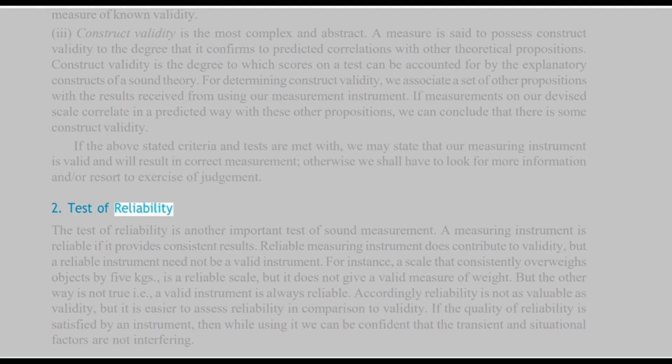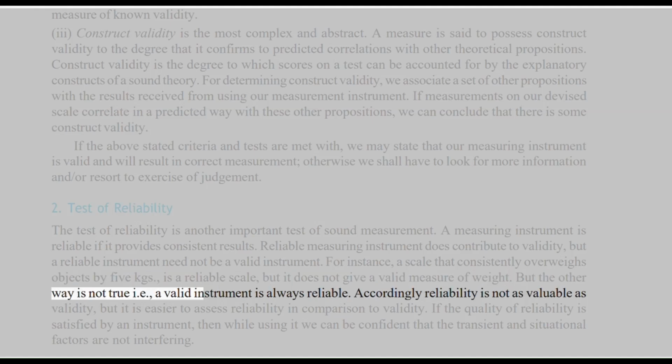2. Test of reliability. The test of reliability is another important test of sound measurement. A measuring instrument is reliable if it provides consistent results. A reliable measuring instrument does contribute to validity, but a reliable instrument need not be a valid instrument. For instance, a scale that consistently overweighs objects by 5 kgs is a reliable scale, but it does not give a valid measure of weight.